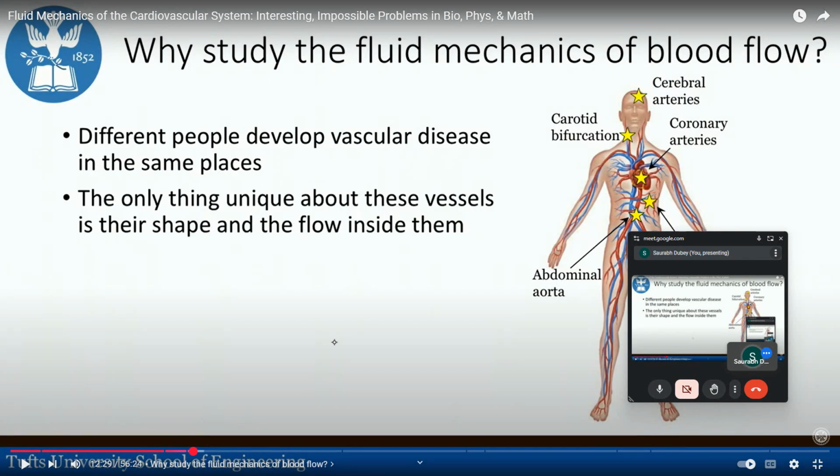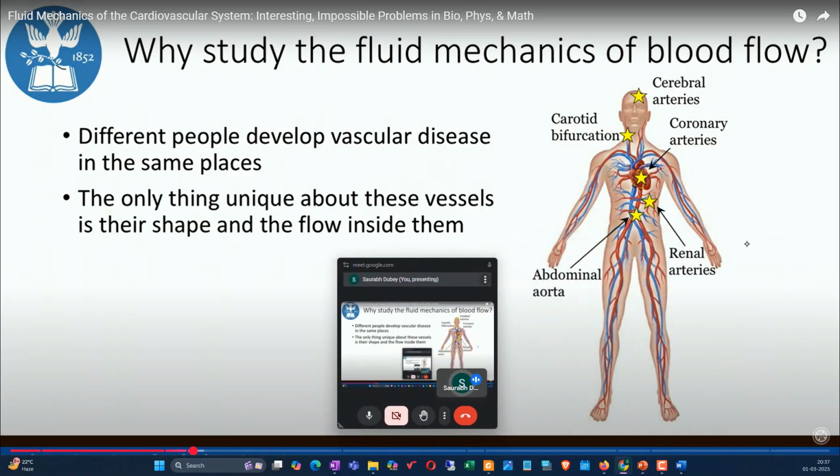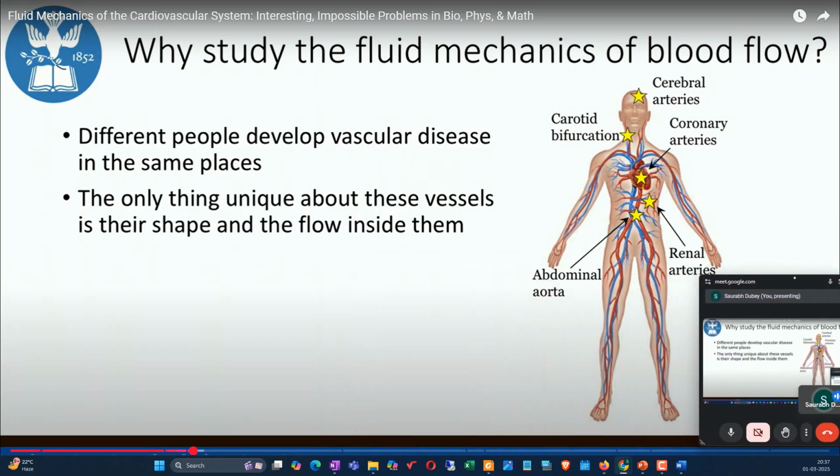Why is the study of the fluid mechanics of blood flow important? Different people develop vascular disease in the same places, right? The only thing unique about these vessels is their shape and the flow inside them. If you see these different zones, the bifurcations, coronary arteries, cerebral arteries, renal arteries and the abdominal aorta, everything is located somewhere near it, and these are the central system of our body, right?